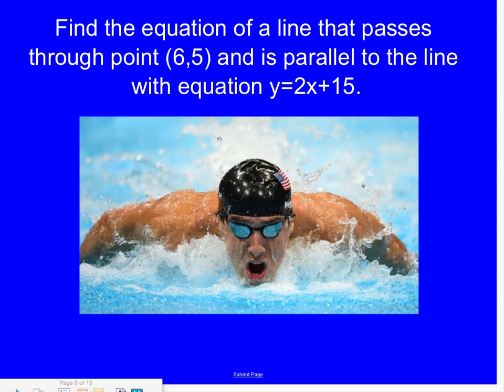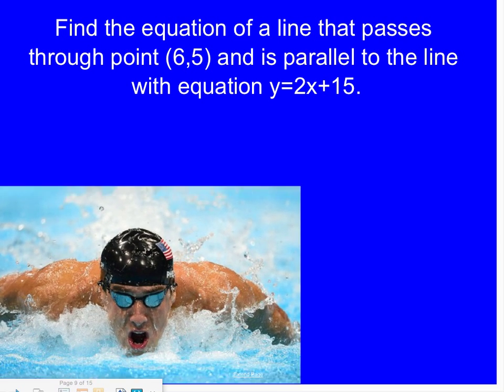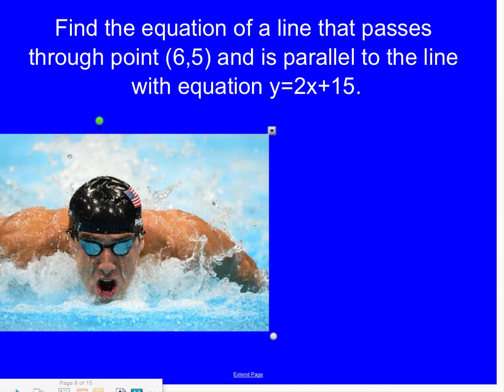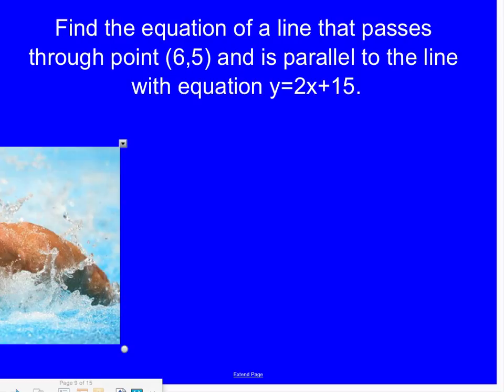Okay, so now we're going to work with parallel and perpendicular lines. So if they want you to find an equation of a line that's parallel, that means it's going to have the same slope. Since this is the line here, we know our slope's going to be the same because we're working with parallel, so our slope is 2.